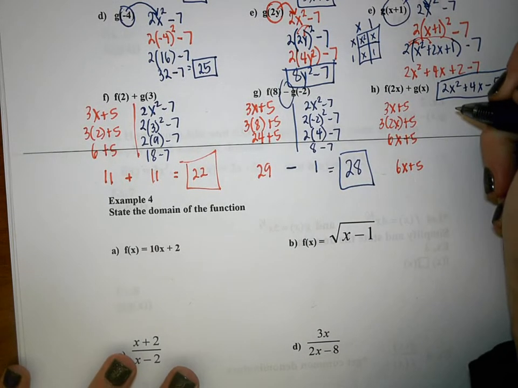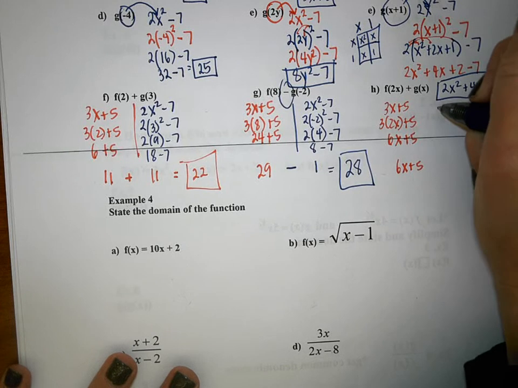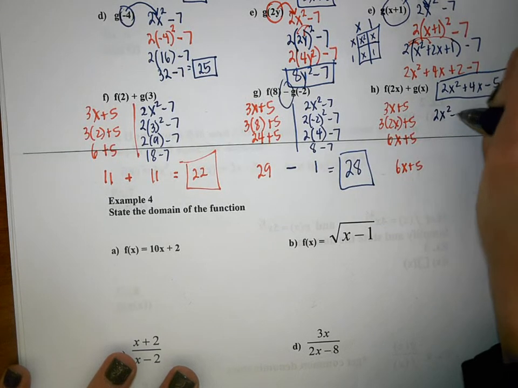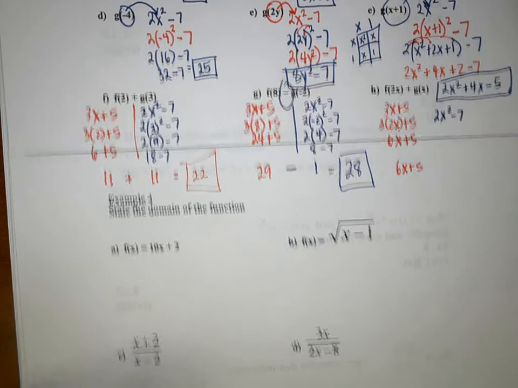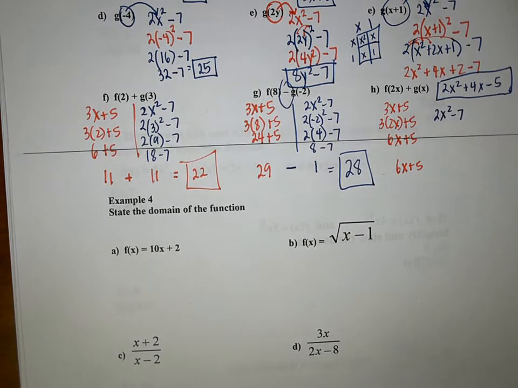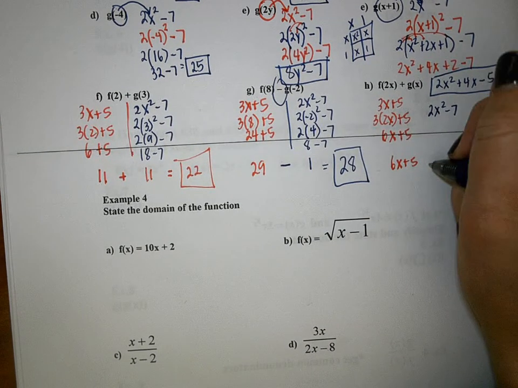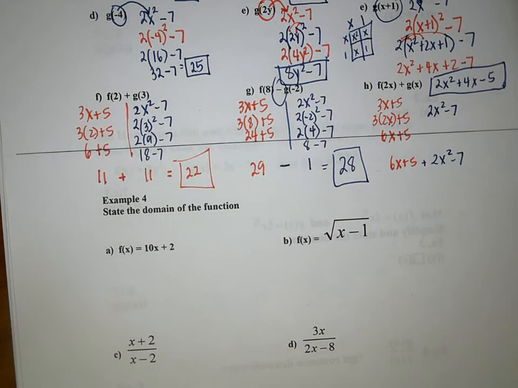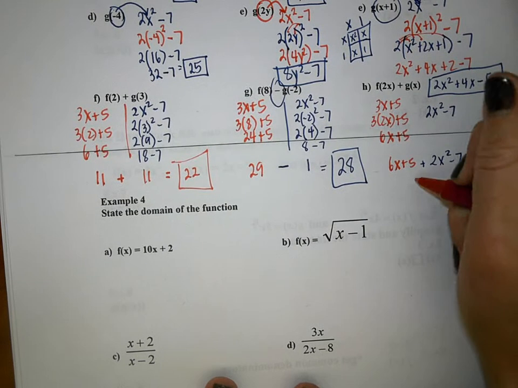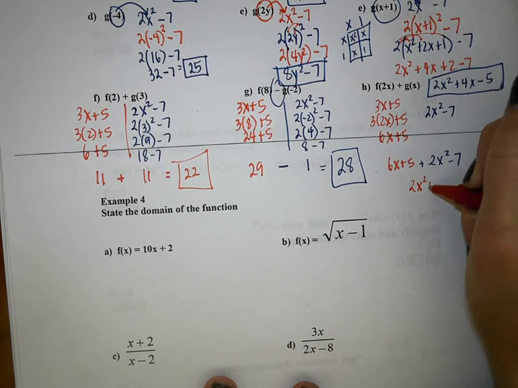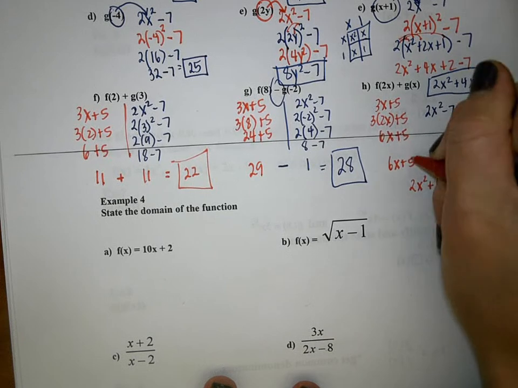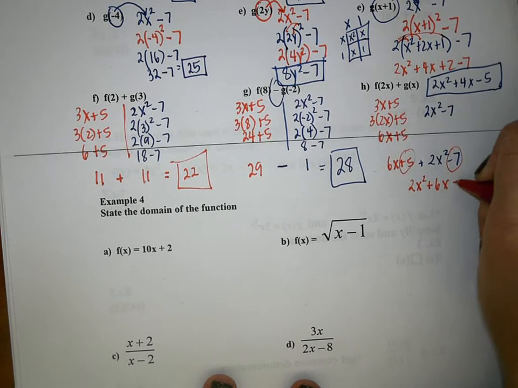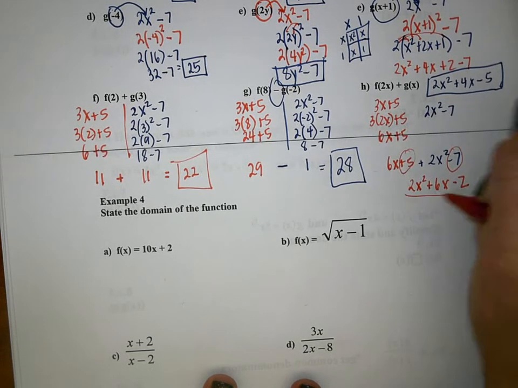No. G of x, we have 2x squared minus 7, and I'm substituting in x for x, so is anything going to change there? No. Okay, so that means I have plus 2x squared minus 7. Whenever we write answers, we should write them in descending order. So I'm going to start with 2x squared plus 6x, and then 5 and negative 7 make negative 2. And I'm writing this now.